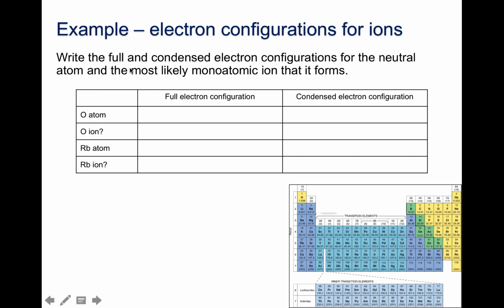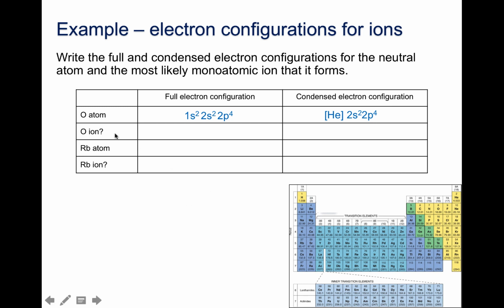We're going to write both the full and condensed electron configuration for the neutral atom and the ion that's going to form. So for the oxygen atom, here's oxygen right here. It's in the p block in energy level 2 in position number 4. So 2p4 will be the highest electrons. So we have 1s2, 2s2, 2p4. And the condensed electron configuration, we have helium, 2s2, 2p4.